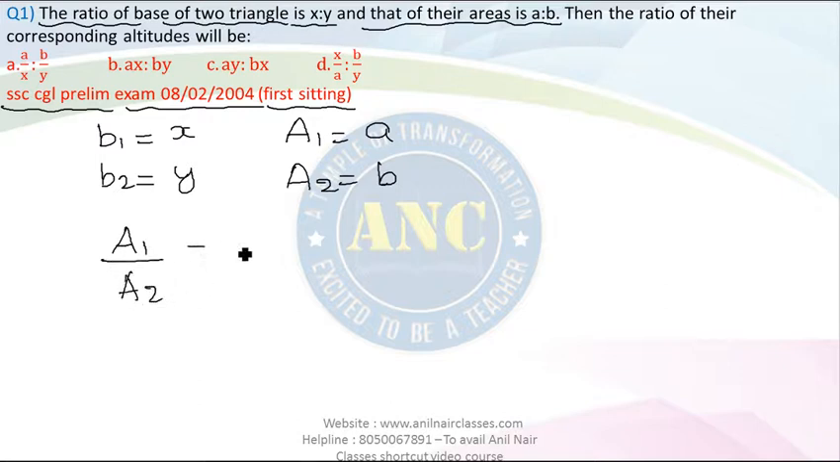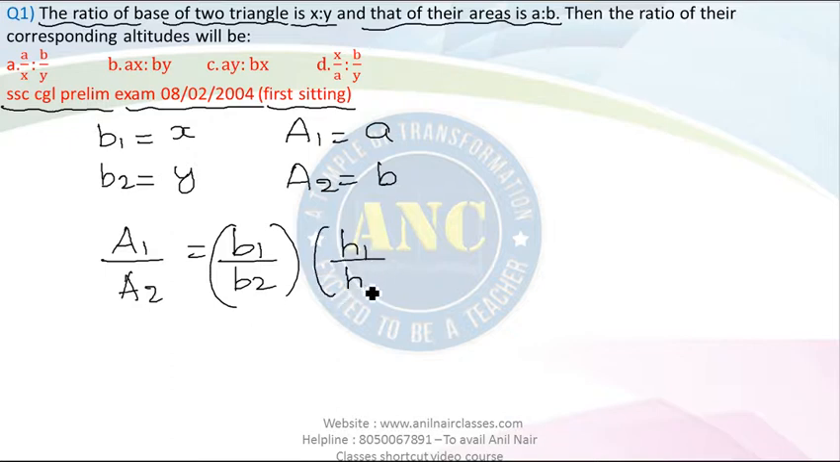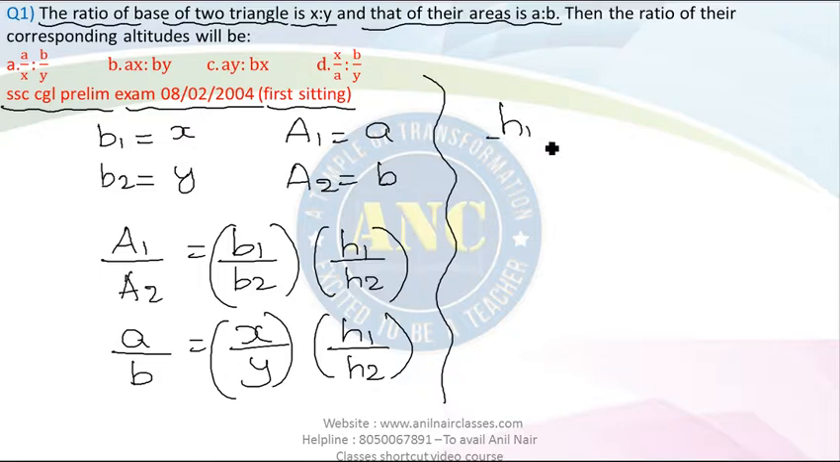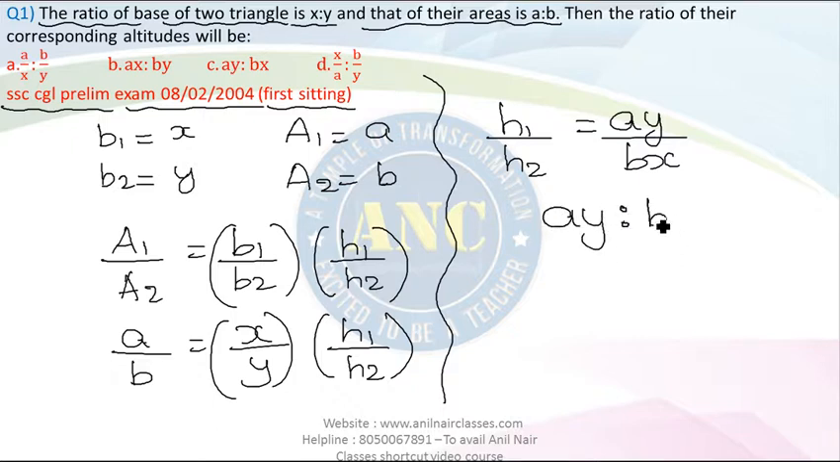A1 by A2 is nothing but B1 by B2 into H1 by H2. A1 by A2 is a by b. B1 by B2 is x by y. H1 by H2 I don't know, so I will write it as it is. Now if I cross multiply, H1 by H2 is equal to a into y divided by b into x. They are asking you to express in terms of ratio. It is ay is to bx, which is nothing but option 3.